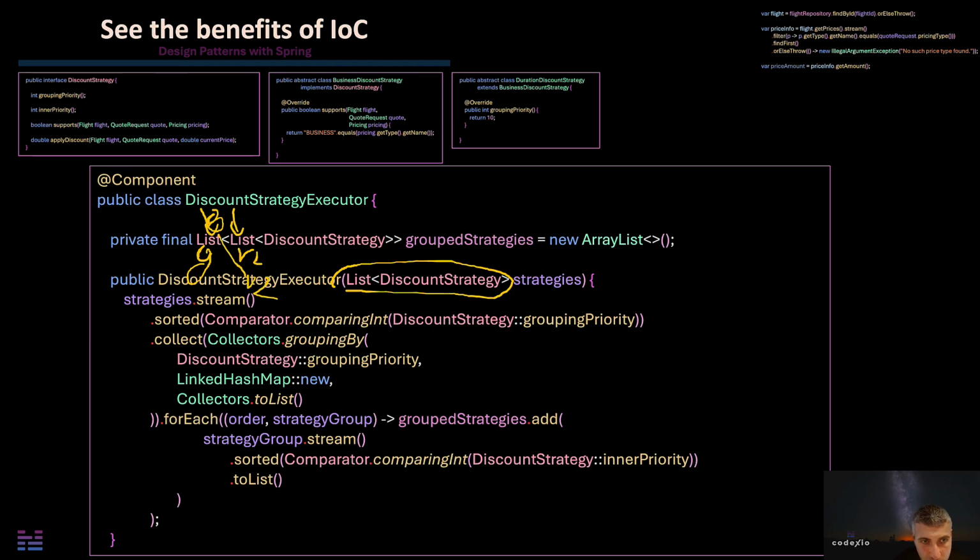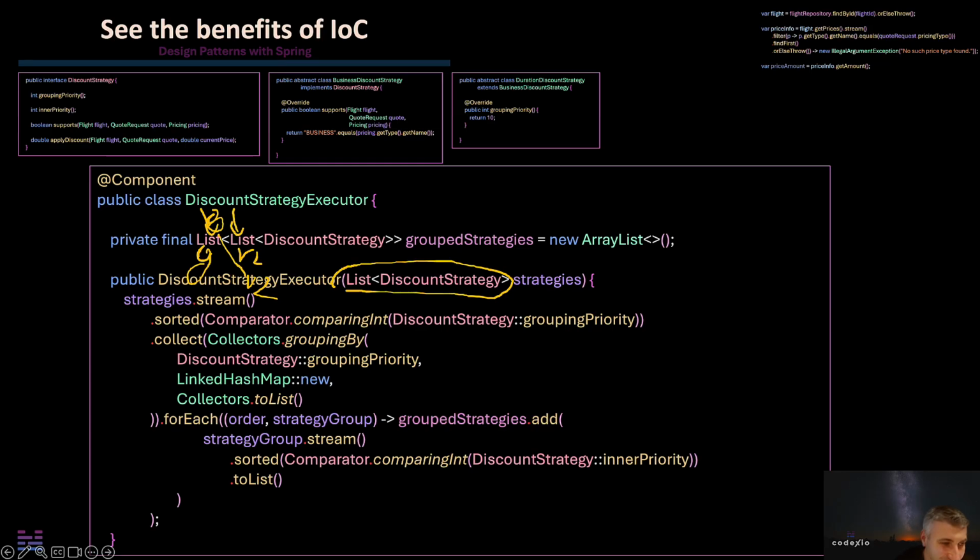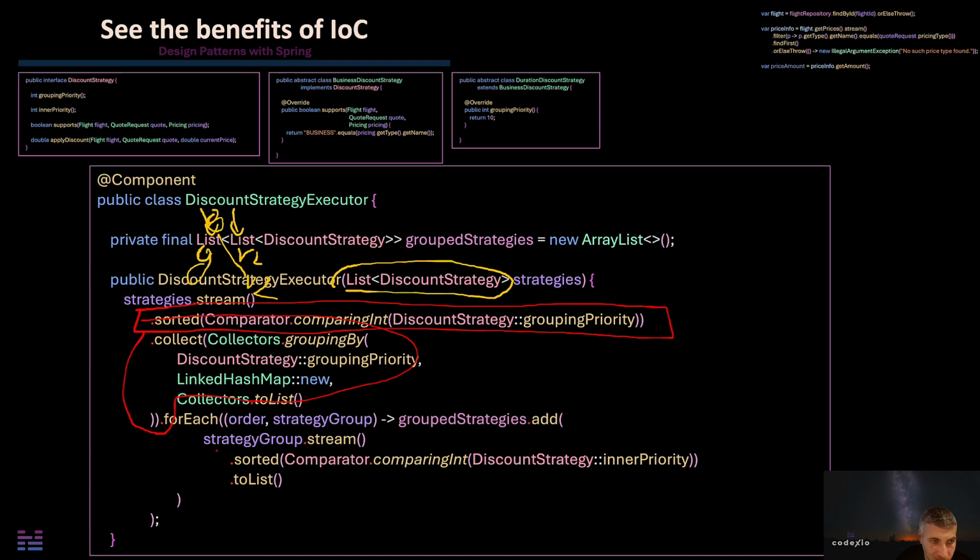I made it very colorful here, but that doesn't matter. So how do we do that, grouping it? Well, we need first to sort the things by the grouping priority. When we sort the things by the grouping priority, we need to go inside, group this one, and then sort the individual rows by the inner priority.